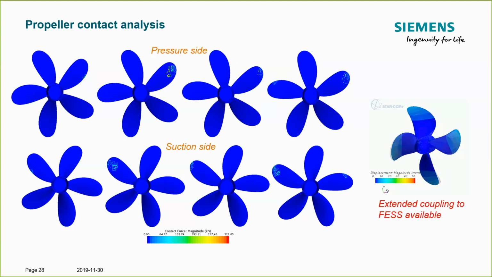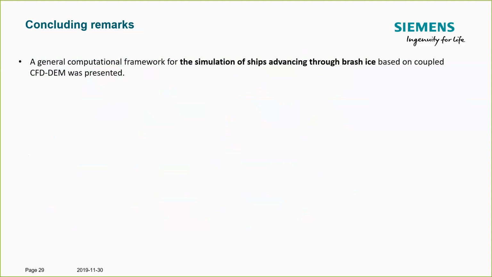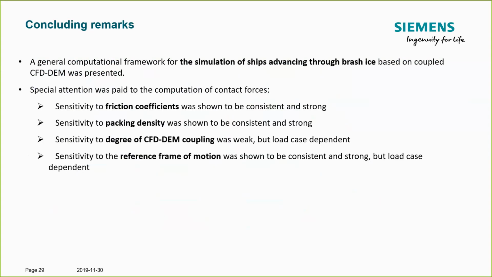So, concluding remarks: a general computational framework for the simulation of ships advancing through brash ice based on coupled CFD-DEM was presented. Special attention was paid to the computation of contact forces, so the sensitivity of friction coefficients was shown to be consistent and strong. The sensitivity of packing distance was shown to be consistent and strong. The sensitivity to the degree of CFD-DEM coupling was weak, but it depends on the load case.